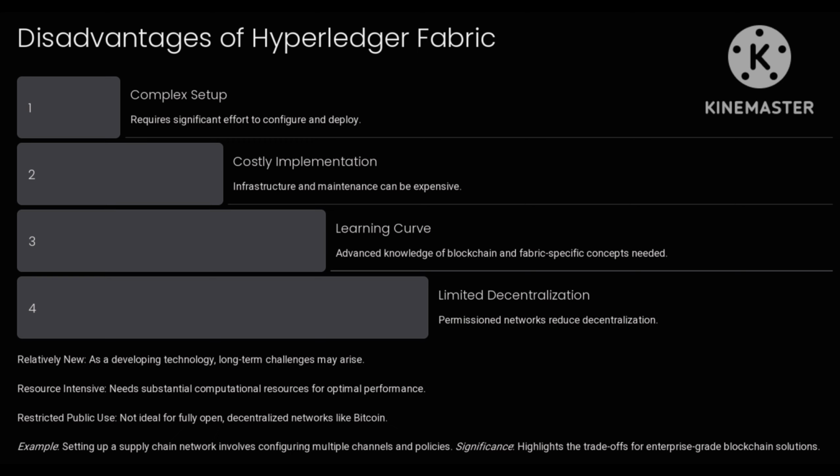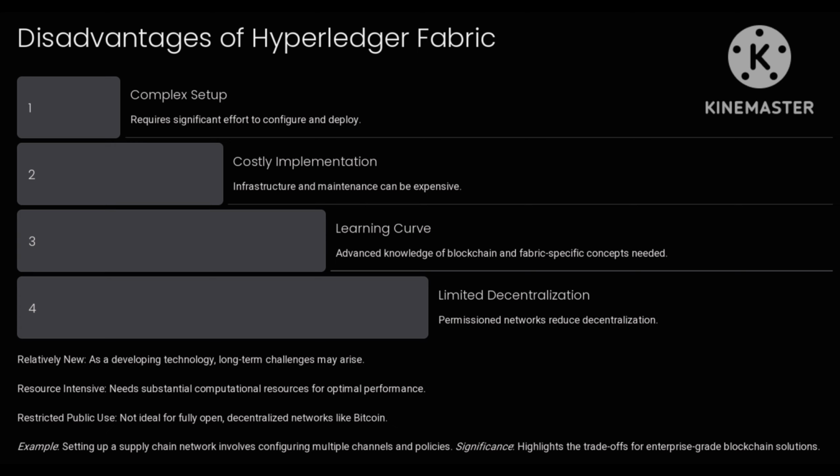Slide 7. Disadvantages of Hyperledger Fabric. Challenges. Despite its benefits, Hyperledger Fabric has some limitations. Complex setup, requires expertise and significant effort to deploy. Costly implementation, infrastructure and maintenance costs can be high. Learning curve, advanced knowledge of blockchain is necessary.